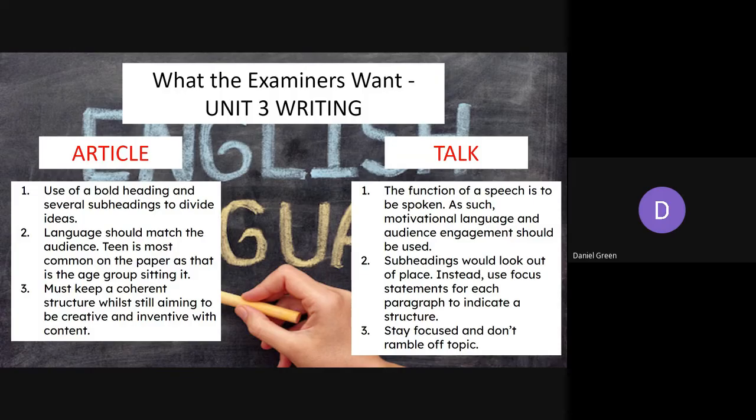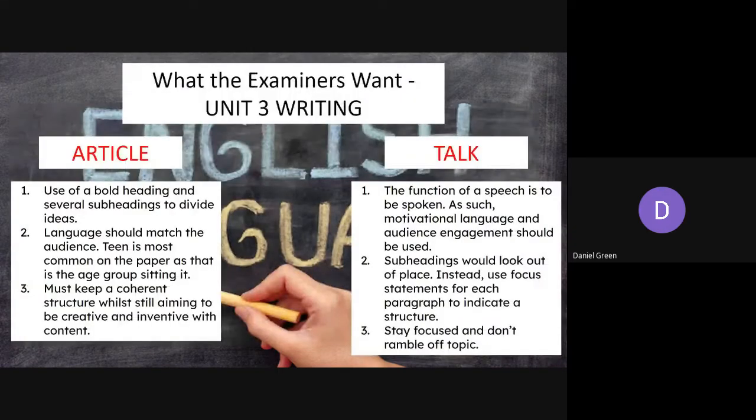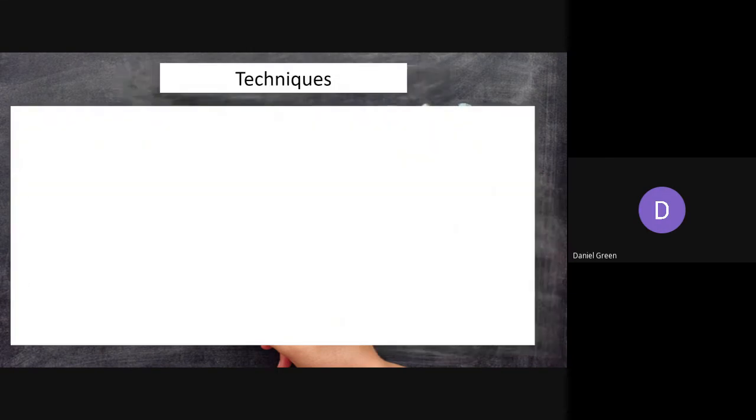What I thought would be quite useful as well, as I've done with my classes, is to talk about techniques to use when you're writing a piece like this. These kind of transactional tasks, which are what articles and talks are, you want to try and cram in your techniques where you can, but only where it's appropriate and you're not shoehorning them in.